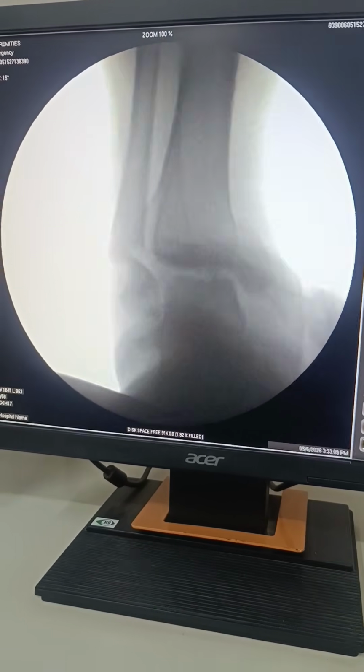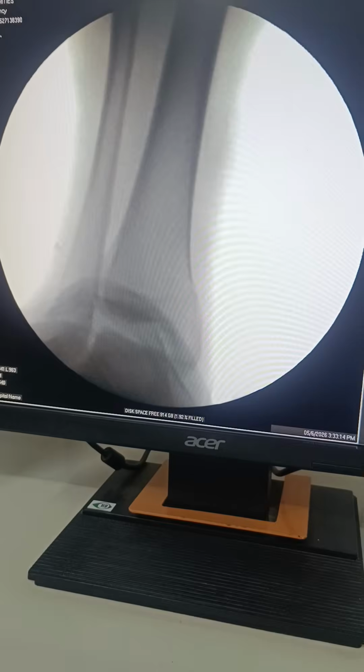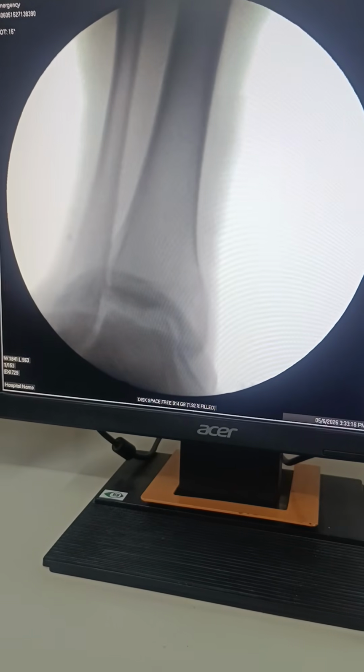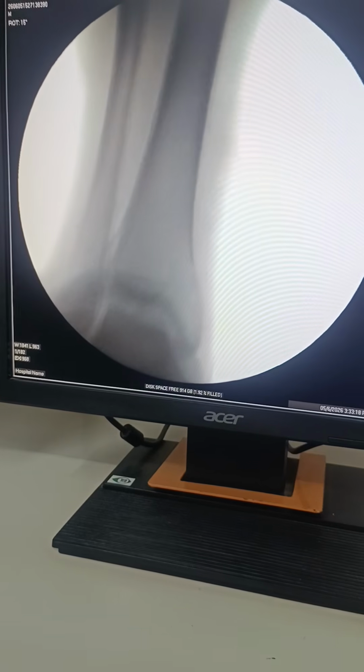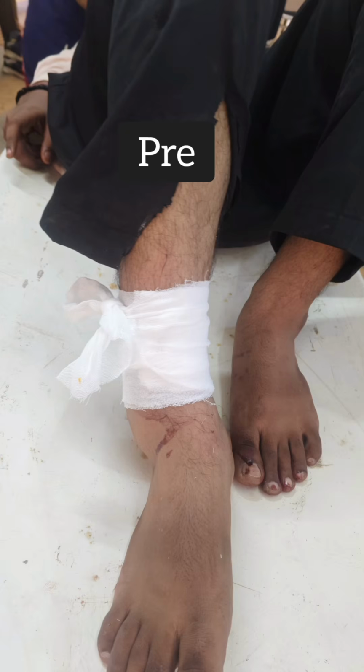If there is posterior dislocation, you gently plantar flex the foot to disengage talus, following which you dorsiflex with a continued longitudinal traction. And if there is anterior dislocation, you translate the foot posteriorly along with pushing the tibia anteriorly. So the basic crux idea is to reverse the deforming forces.